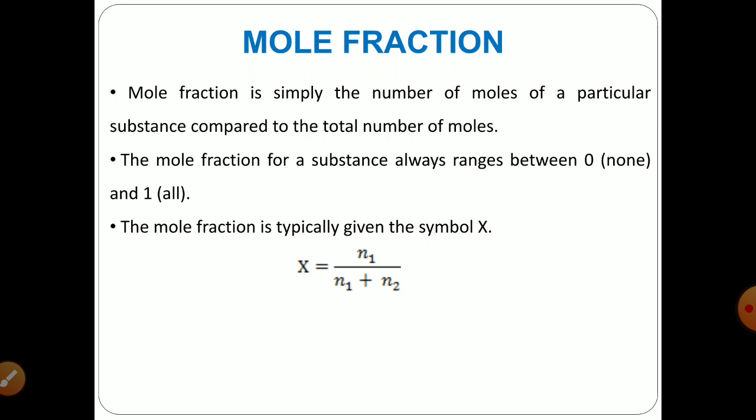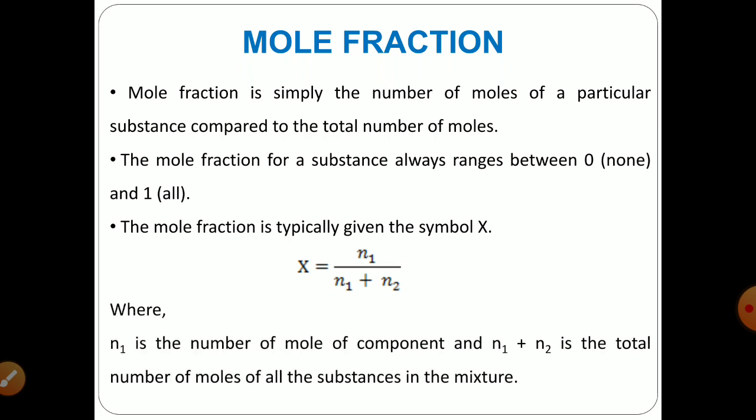So if your system is composed of two components, then the mole fraction is the ratio of the number of moles of the individual component to the number of moles of the combination. Here in this formula, N1 is the number of moles of the component, and N1 plus N2 in the combination is the total number of moles of all the substances in the mixture.